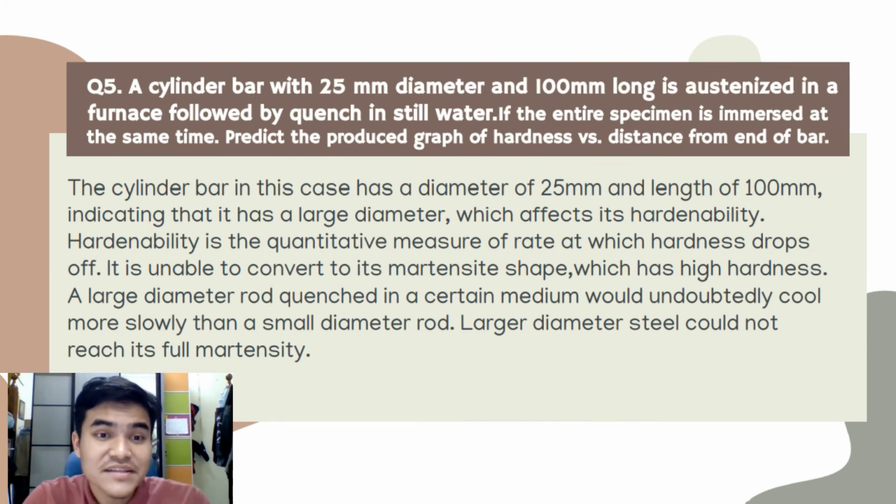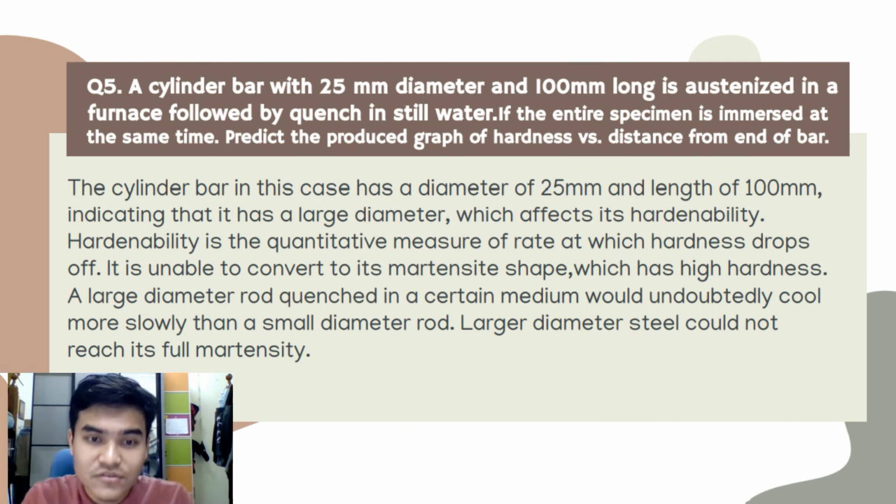Question number 5. A cylinder bar with 25mm diameter and 100mm long is austenitized in a furnace, followed by quenching in still water. If the entire specimen is immersed at the same time, predict the produced graph of hardness versus distance from end of bar. So our answer is, the cylinder bar in this case has a diameter of 25mm and length of 100mm, indicating that it has a large diameter which affects its hardenability.